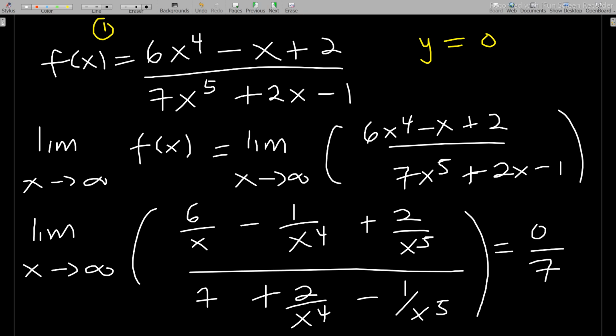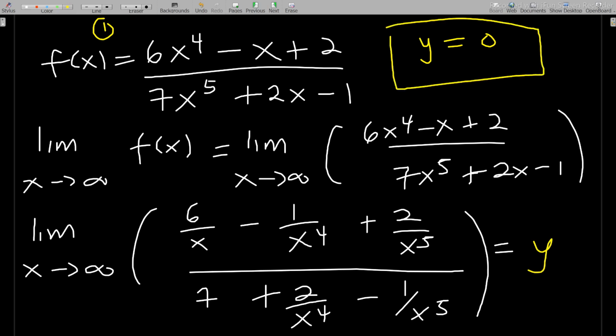So 7, then 2 over infinity to the power 4 will also be 0, and minus 1 over x to the power 5 will also be 0. So you have just 0 over 7, and that will give me what? 0 over any number is what? 0. Okay, so you can see that my guess was right. This solution is right. So how was I able to predict the answer straight away like that?